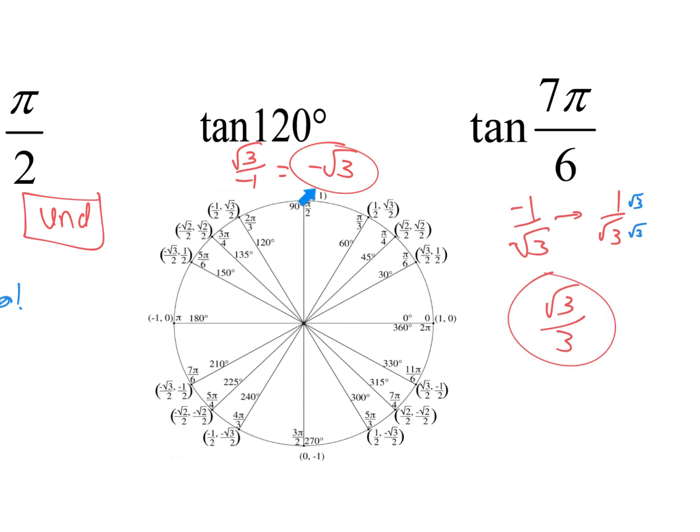So any 30-degree reference angle, so anything that has a 6 as the denominator, or is 30 degrees away from our x-axis, we'll always have a tangent value of rad 3 over 3, or depending on the quadrant, maybe a negative. Any 60-degree reference angle will be a rad 3, or negative rad 3. Any 45-degree reference angle will be a 1 or a negative 1. 0/180 is going to result in a 0. 90/270 would be undefined.